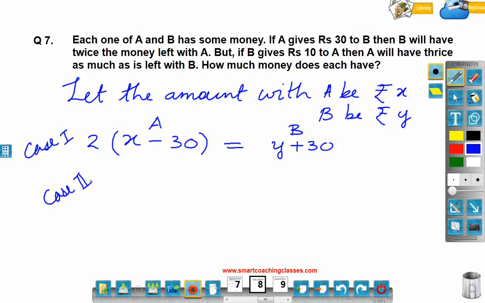Now let's look at case 2. Try to form it. This time they say if B gives A 10 rupees, so B becomes Y minus 10 because he has given it to A. Then A will have thrice as much. So X plus 10 because he is receiving 10. So in case 2, A will have thrice as much as B. Thrice means 3 times of whatever B is left with. And how much is B left with? Y minus 10. So we have formed our two equations.